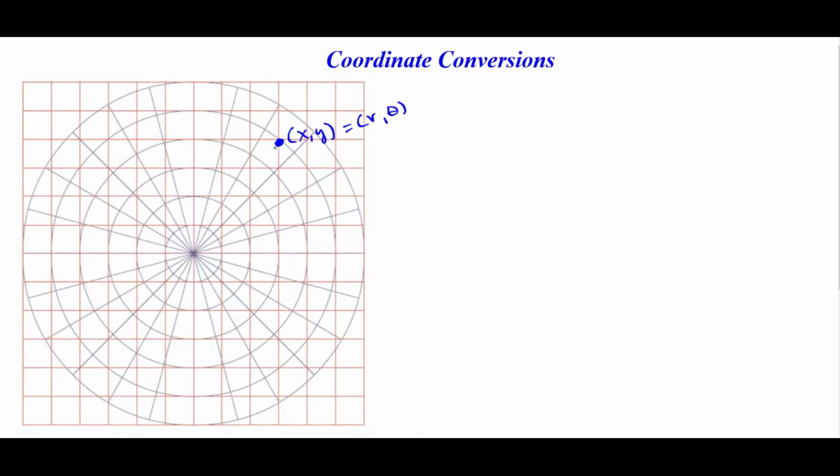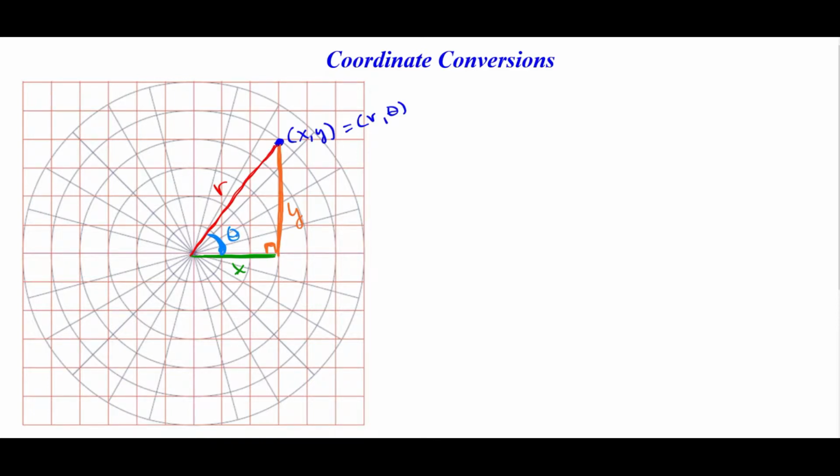Here, this is my r value, remember, because r is the directed distance from the pole or the origin. If I go from the point down to the axis, this is my y value, because that's my vertical distance. If we go from the point over, this is my x value. And then remember, this angle right here is going to be my theta value.